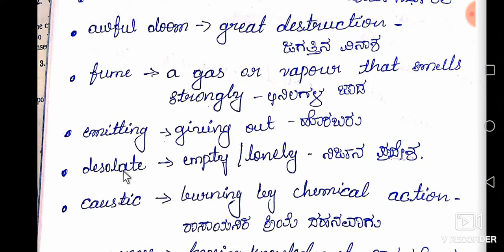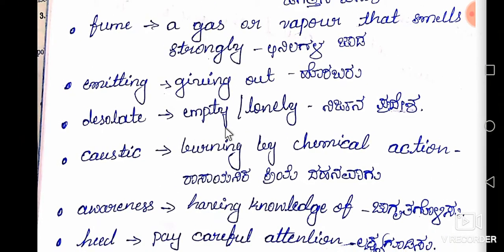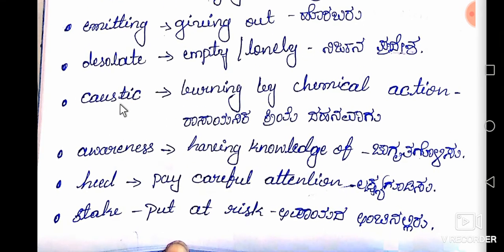Giving out. Desolate. Desolate means, listen, empty. Desolate means empty or lonely. Listen, next one, caustic. Caustic means burning by chemical action. Listen, next one is awareness. Awareness means, I think you already know. Listen, having knowledge of. Awareness means having knowledge of.